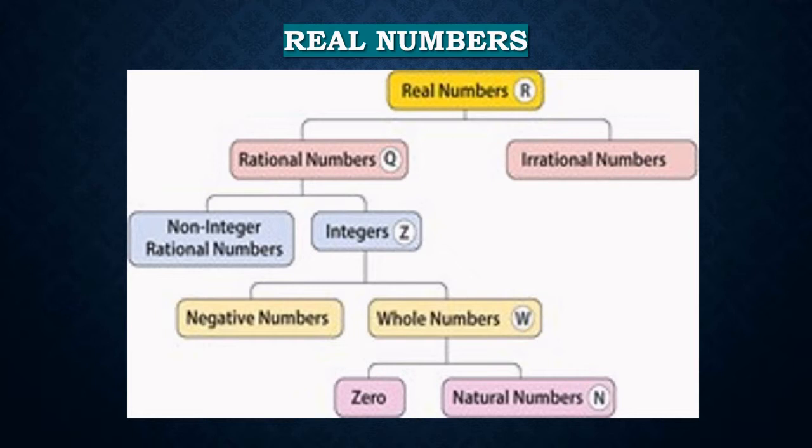Here is the diagram on how real numbers are represented. Real numbers consist of rational numbers and irrational numbers. A rational number consists of integers and non-integer rational numbers. Integers consist of whole numbers and negative numbers. And whole numbers consist of 0 and counting or natural numbers.